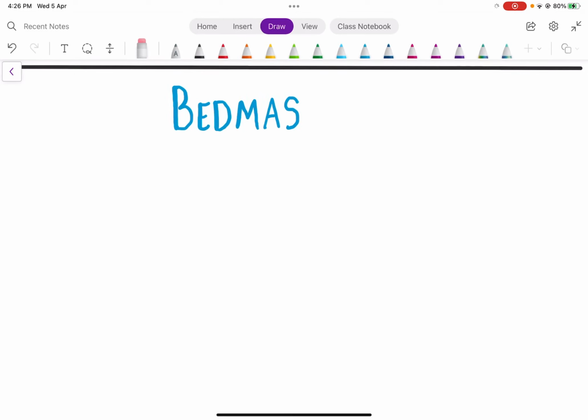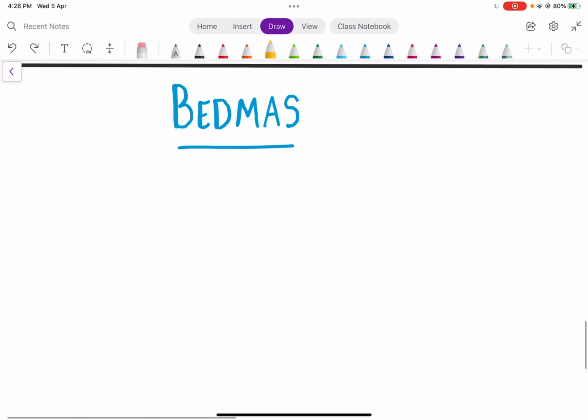Hi everyone. Today we're going to be talking about a very widely and commonly used math topic, and that is BEDMAS. We use BEDMAS whenever we're trying to solve equations with more than one step. So if there are many steps and you don't know which one to solve, then BEDMAS is what you need.